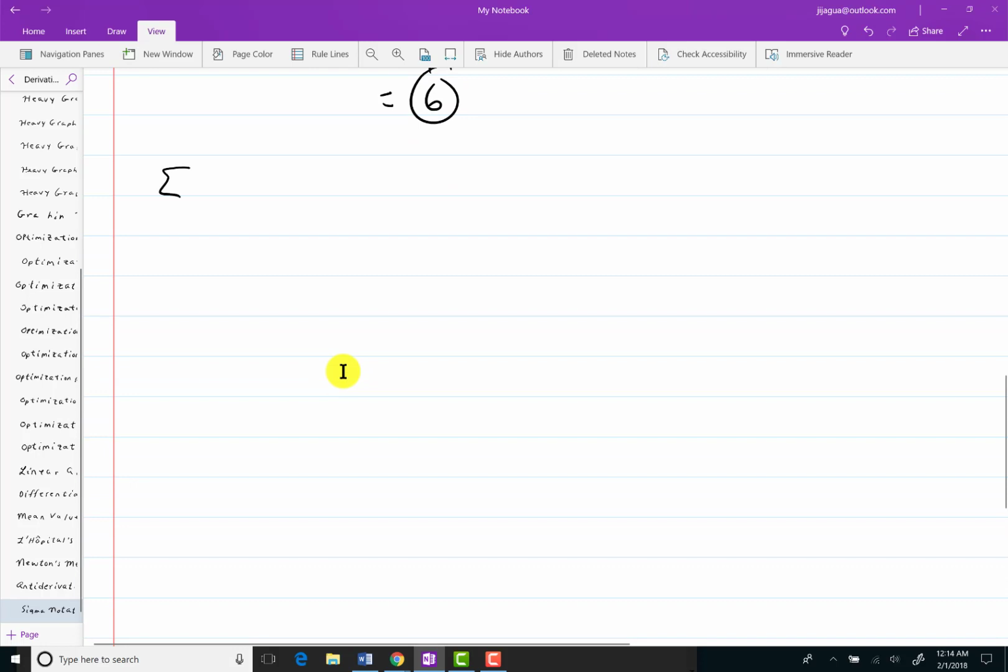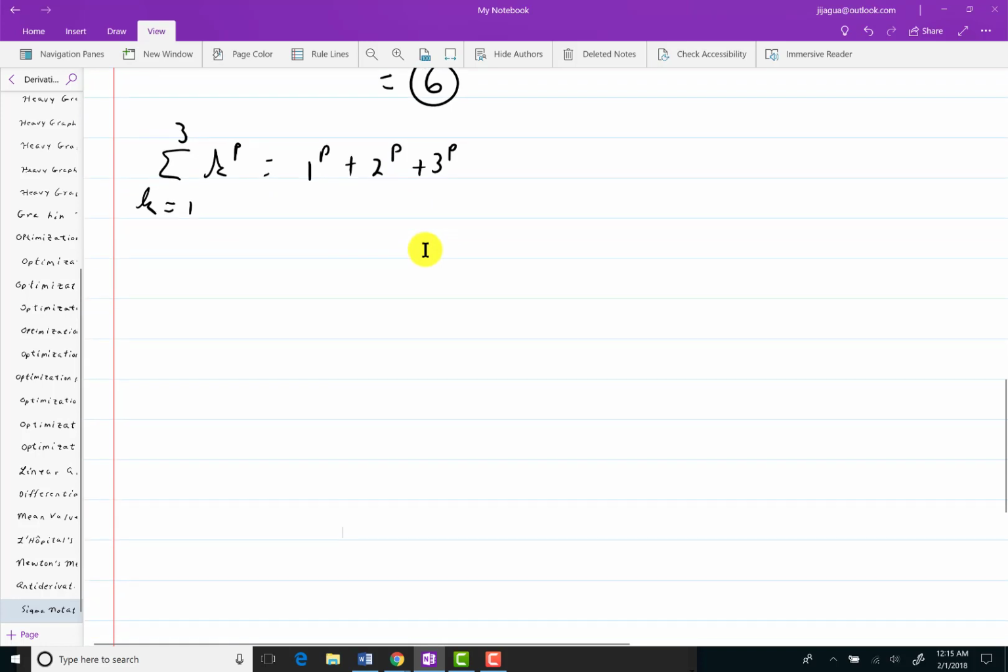Sometimes I might not be able to come up with the formula right off the top. Suppose I have k equals 1 to 3 of k to the p. Don't know what p is, but then I can just write this as 1 to the p plus 2 to the p plus 3 to the p. And that's all there is. This is really all you can do because you don't know the value of p.